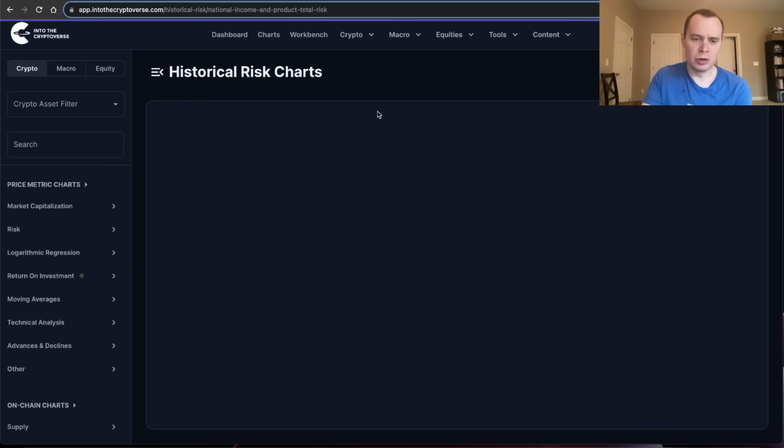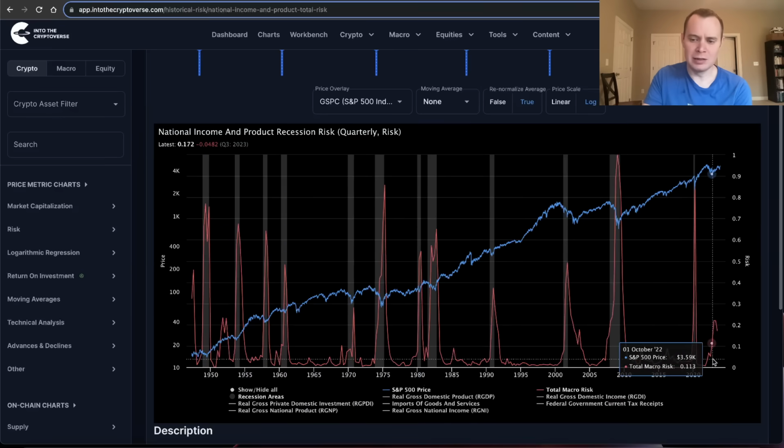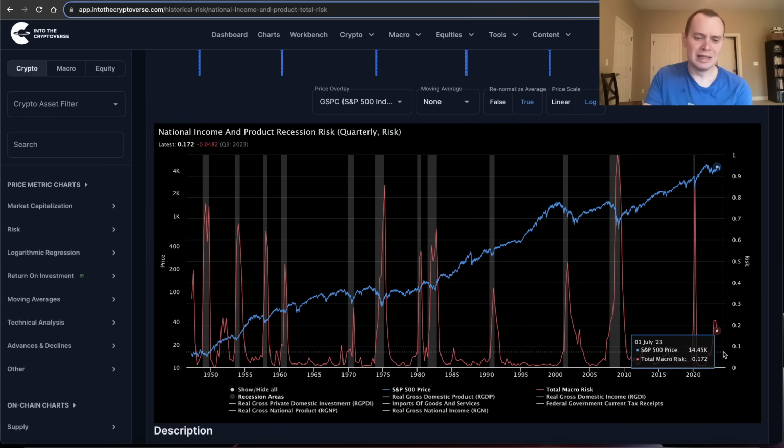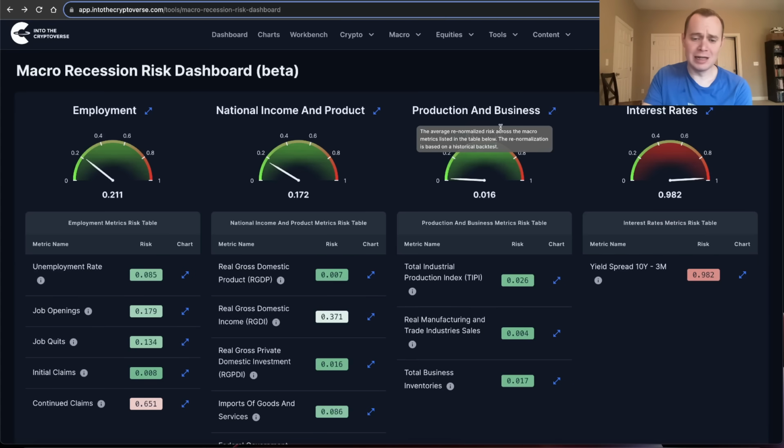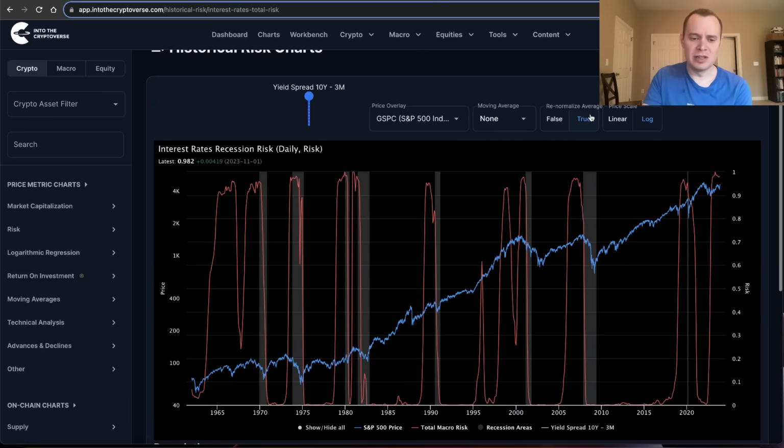I meant to show you the total macro risk on this one, so I'll go ahead and do that. It's currently at 0.172. So the last one that we'll talk about here is interest rate risk. And this is the one that is probably the only one that has predictive power in the sense of giving you, potentially, up to a year's notice. And even then, it doesn't always work.